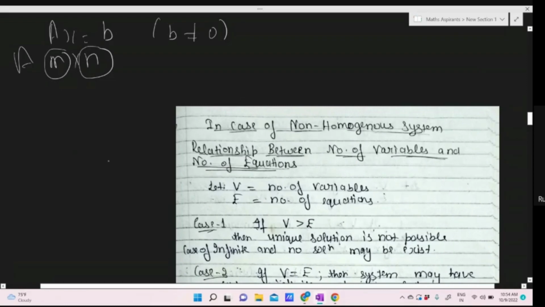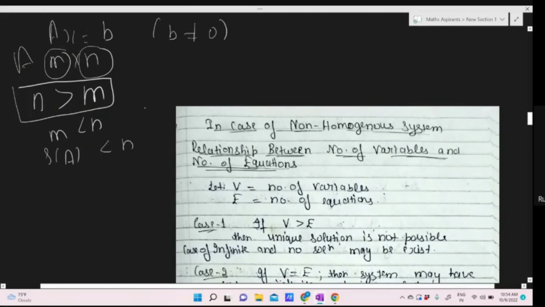First case is that if the number of variables is greater than the number of equations, that is N is strictly greater than M. Here, if M is strictly less than N, then rank of A must be strictly less than N, because you know that rank of A is less than or equal to the minimum of M and N. Then a unique solution does not exist. But the cases of infinite and no solution may exist.